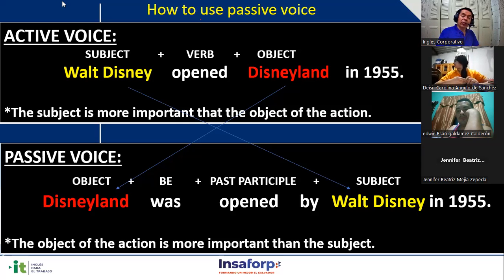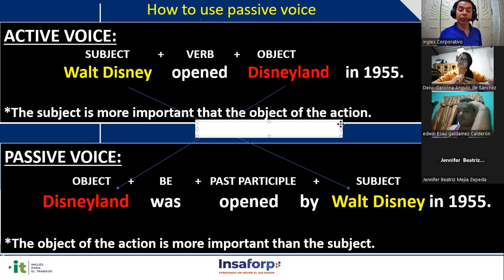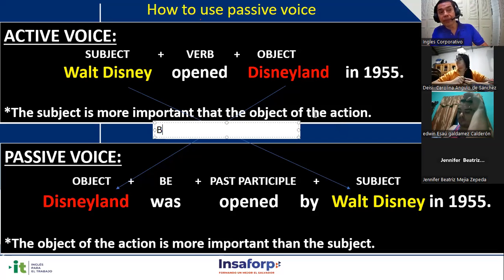Then we are going to use a formula to change the active voice into passive voice. ¿Cómo cambiar la voz activa a la voz pasiva? Okay, we are going to use a formula. Look, what is the formula? Pay attention. The formula is the verb to be plus past participle. Okay, this is the formula, class. Pay attention. Memorize the formula, please.